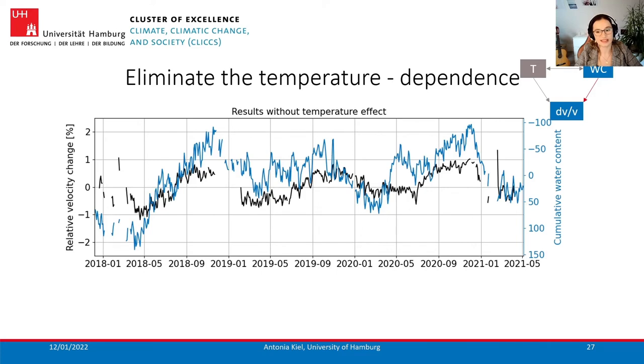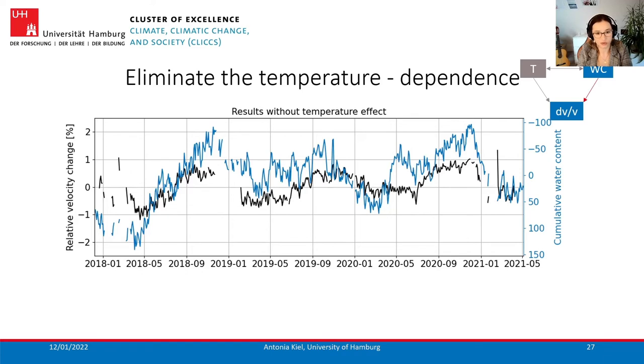However, the amplitudes differ a lot, and there are some changes in water content, for example, here, the strong decrease in water content, which does not show at all in our seismic velocity change. So, concluding what was done: we took a low quality linear regression between temperature and water content, as well as temperature and seismic velocity changes, and used this quantification to eliminate temperature effects. And this seems to work quite well considering the low quality of the linear regression we had.